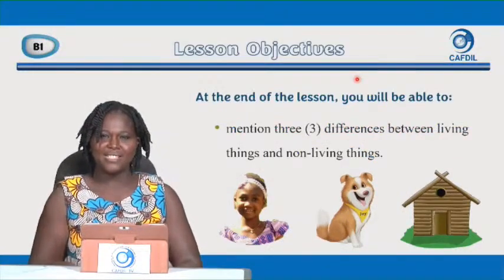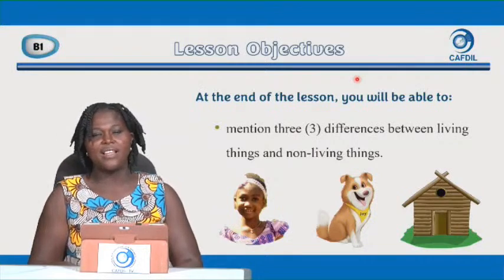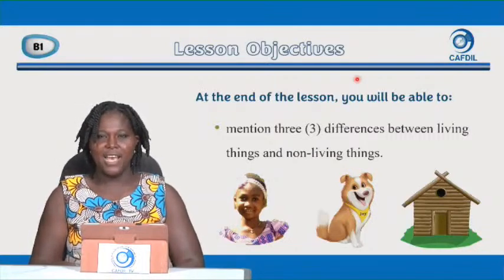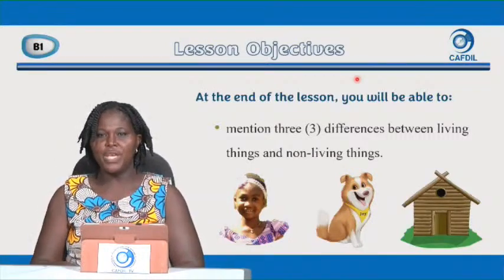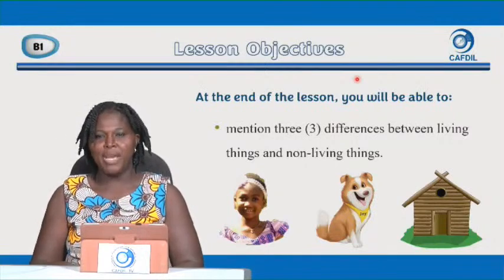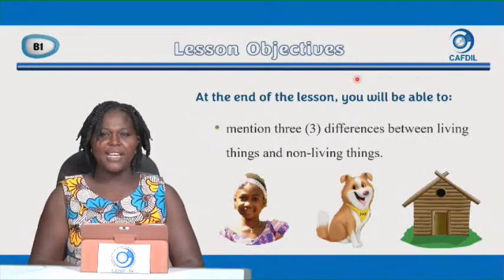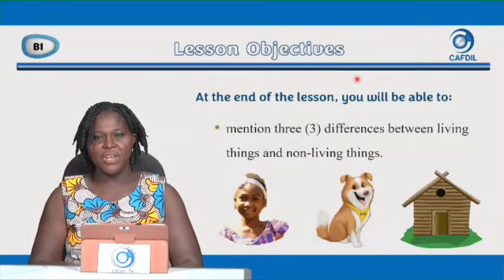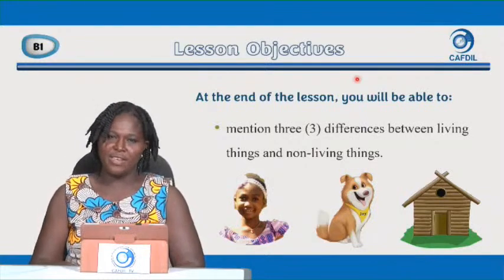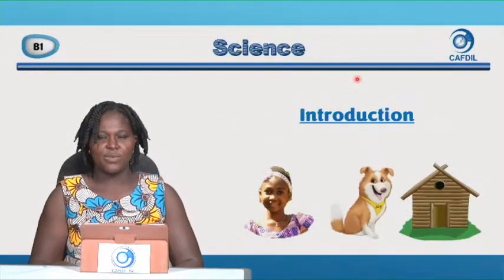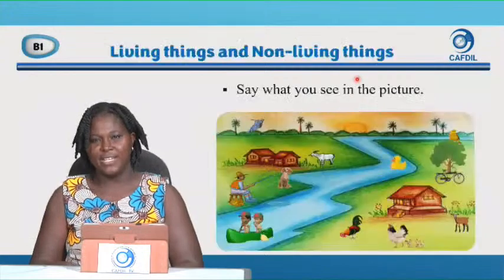Before we start the lesson, let us look at our lesson objectives. At the end of the lesson, you will be able to: one, mention 3 differences between living things and non-living things. Good. So this is our objective for today's lesson. Let's look at the introduction of this lesson.